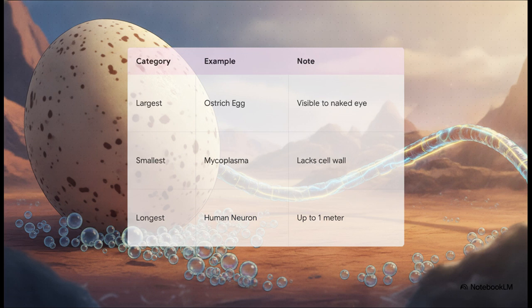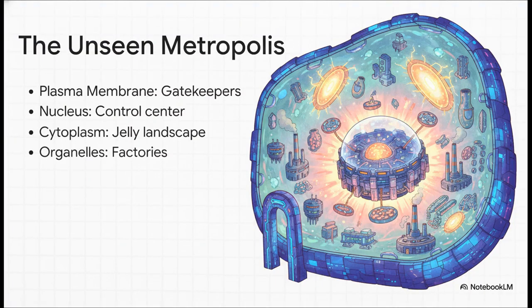And if we look at length rather than volume, a human neuron, the nerve cells sending signals down your spinal cord, can actually be up to a full meter long. But regardless of their size, inside almost every single cell is a bustling city with distinct, highly organized districts. You've got the plasma membrane acting as the strict border wall. You have the nucleus, which is your heavily guarded control center holding your precious DNA. Filling up the space is the cytoplasm, this jelly-like landscape where everything happens. And scattered all throughout are organelles, these specialized factories that do the heavy lifting, like mitochondria generating energy for the entire city.